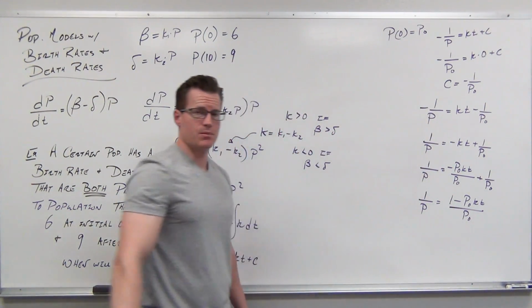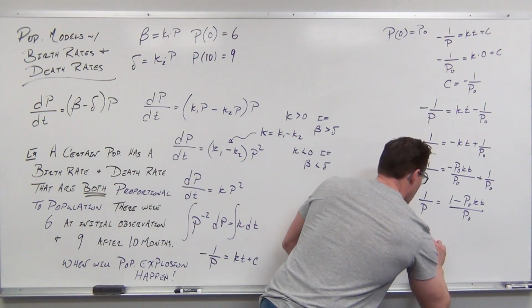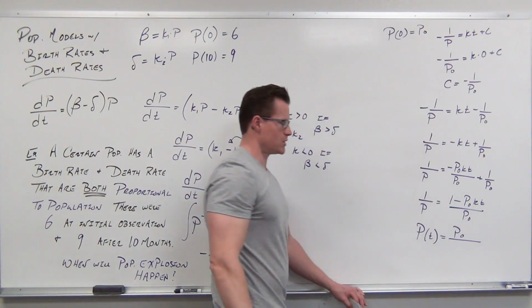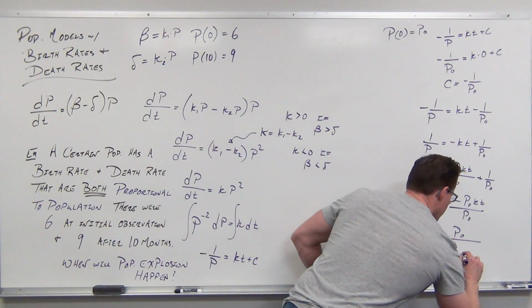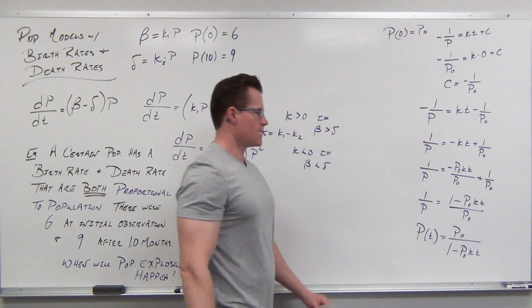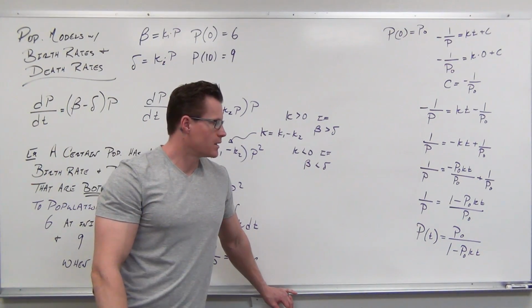And if we reciprocate both sides, so if you think about cross multiplying, dividing if you want to, our population as a function of time is based on the initial population divided by 1 minus the initial population times k, the constant comparing the birth rates and death rates, times t.